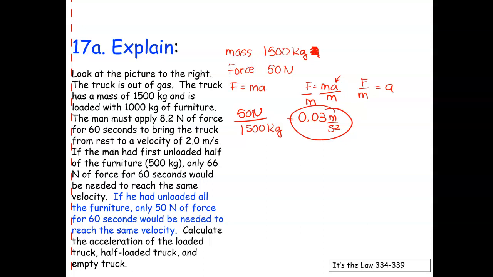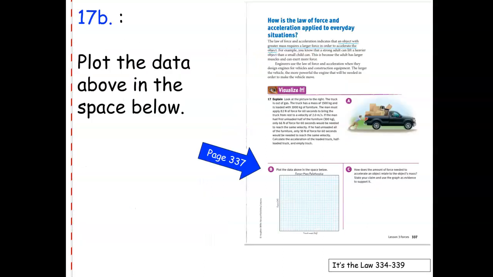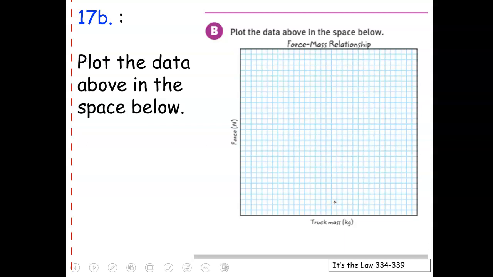And now we're ready for part B. Part B says to plot the data from your three scenarios on the graph. So the first thing you have to do is determine what the intervals are on the graph. So what I always do is I count off tens very first thing. So 1, 2, 3, 4, 5, 6, 7, 8, 9, 10. 1, 2, 3, 4, 5, 6, 7.